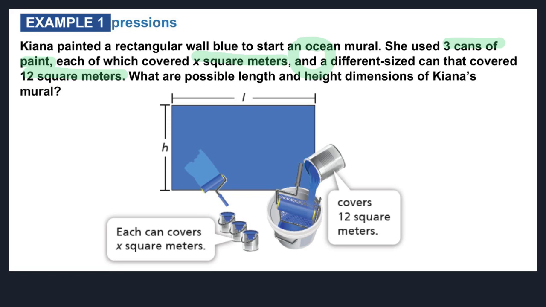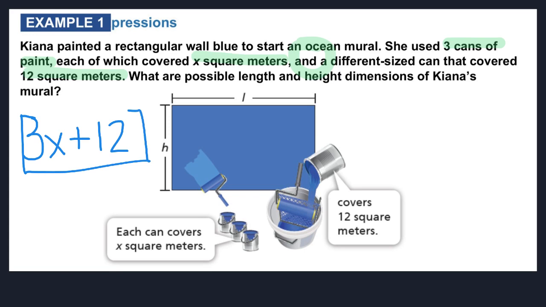So let's start off just thinking about what kind of an expression we could write for this. For example, she used 3 cans, each one covered x square meters, and in addition 12 more square meters of a different sized can. So we're going to start with this expression: 3 full cans that are x meters plus an additional 12 meters.